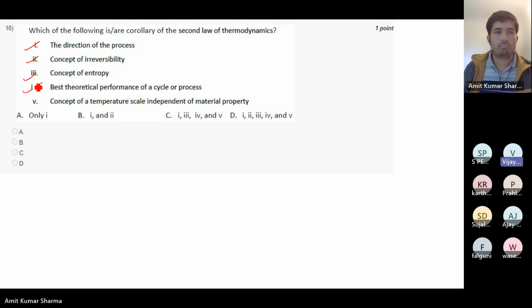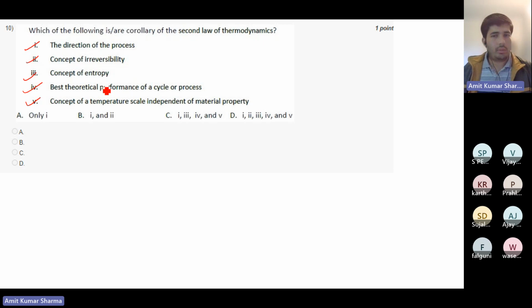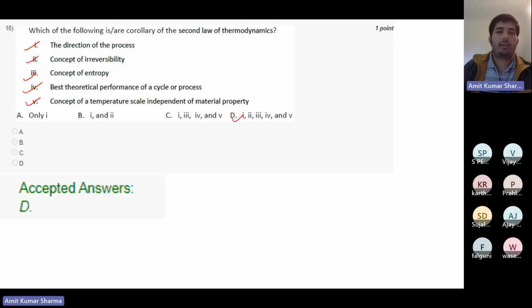And the concept of a temperature scale independent of material property: for ideal efficiency, we can directly use the temperatures to calculate the efficiencies. Okay. So basically option D will be correct. Correct option will be D. I think it's clear to everyone.